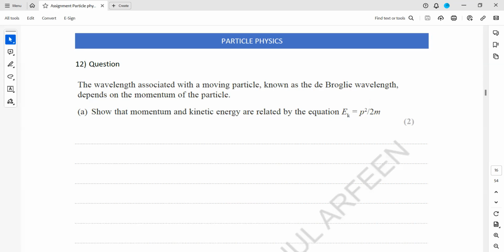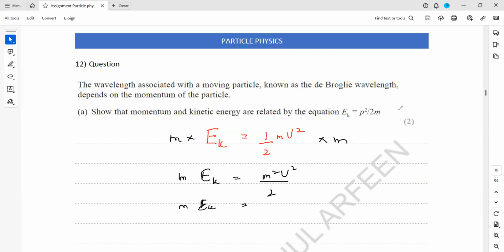So if we write the equation of kinetic energy, what is it? Kinetic energy Ek is equal to half mv square. Now, if I multiply this equation by m on both sides, I can say m into Ek is equal to m square v square over 2.